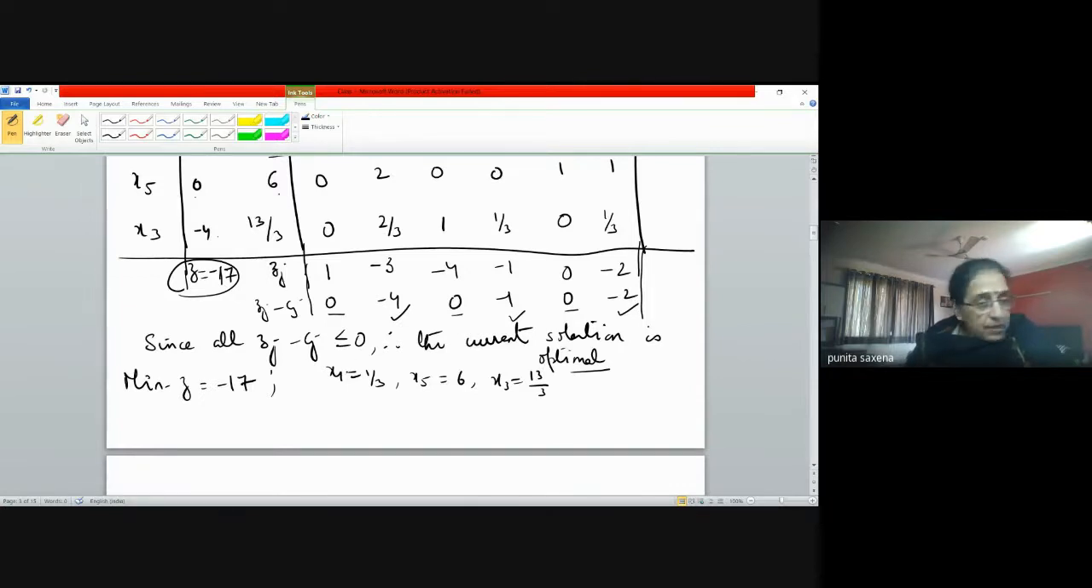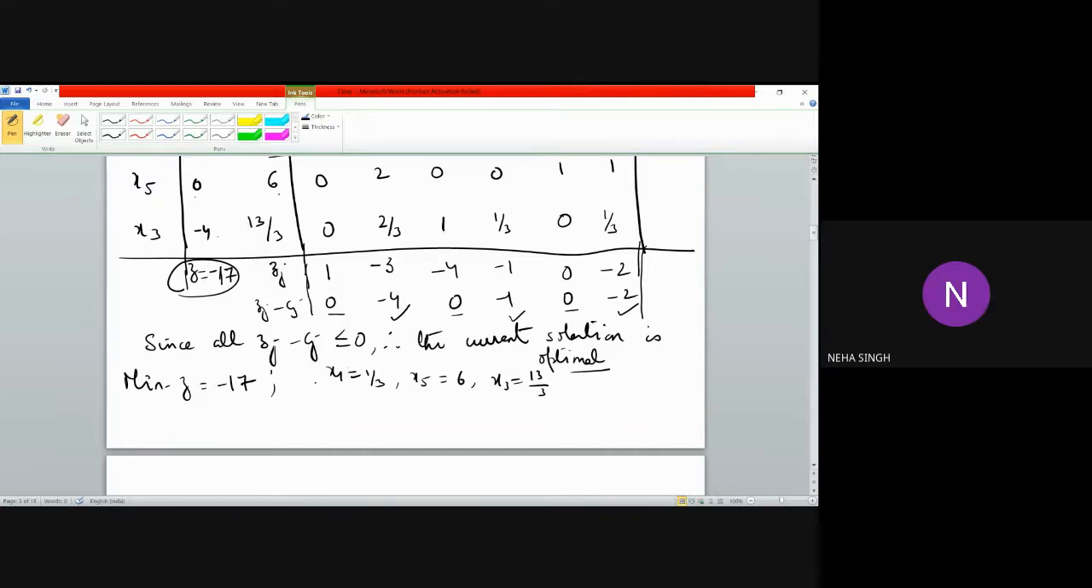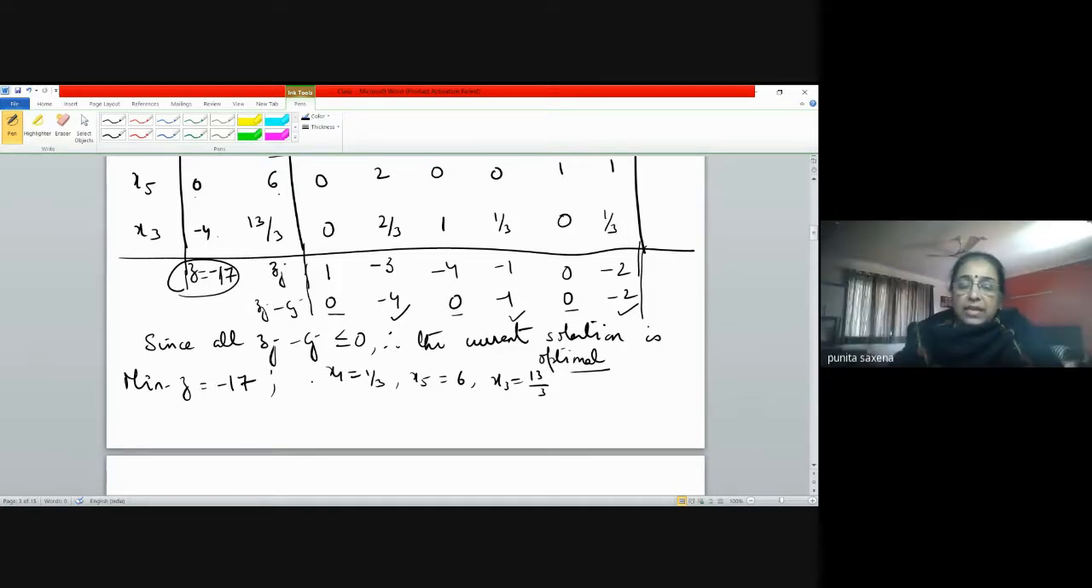In the original problem, how many variables did you have? In the original we had 3 variables, x1, x2, x3. So x5 is a slack variable that we brought in ourselves, right? Yes ma'am. So that means if I reread this solution, x2 happens to be a non-basic variable. And what value do we give to a non-basic variable? 0.